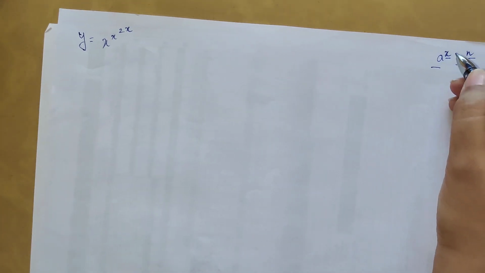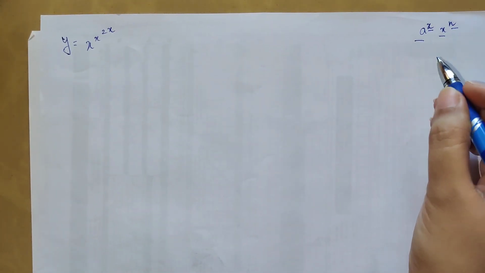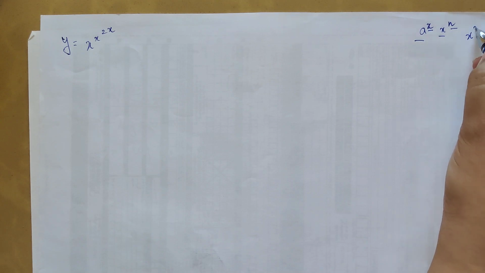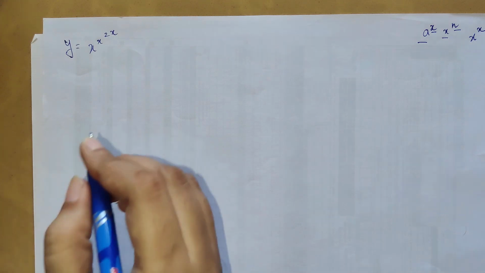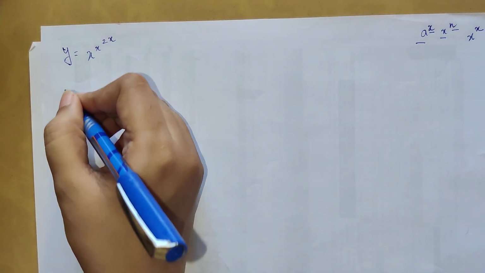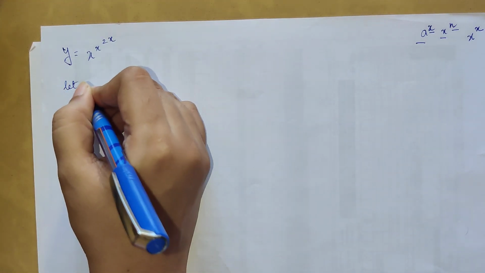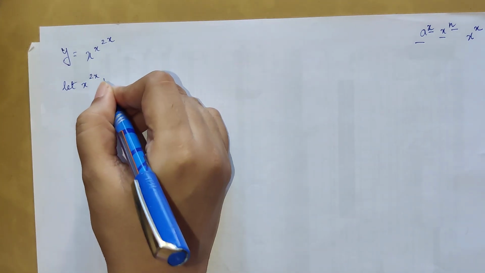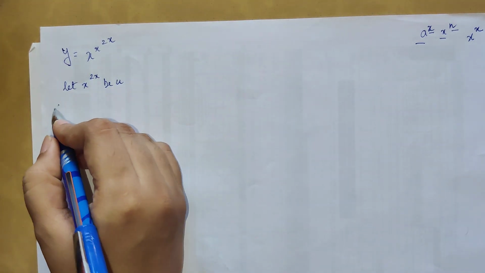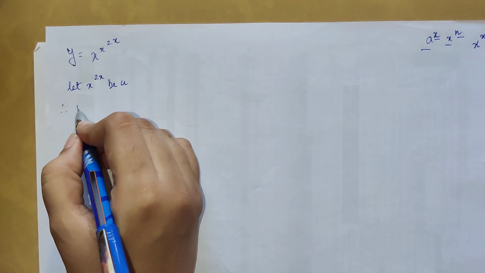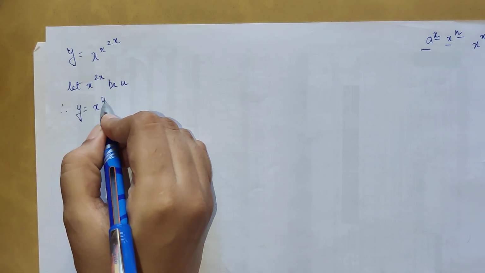Students, please understand, we always have a formula for a raised to x or x raised to n. Means a constant raised to x or x raised to a constant, right? But we do not have a formula for x raised to x, or rather function raised to function. So if that is the case, then what should you be doing? The first thing you should be doing is let x raised to 2x be u. Therefore, y is equal to x raised to u.